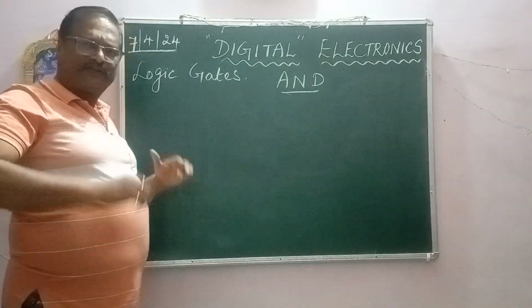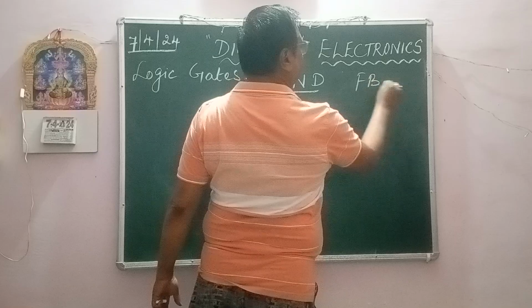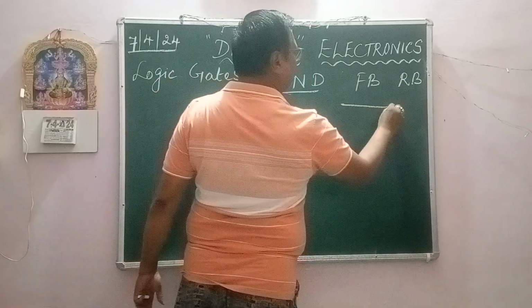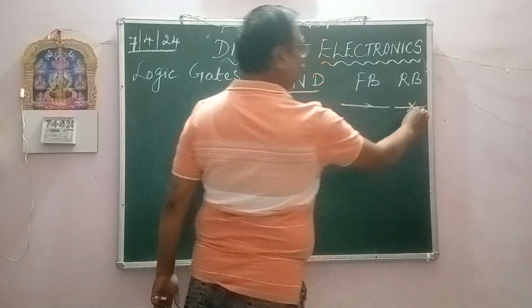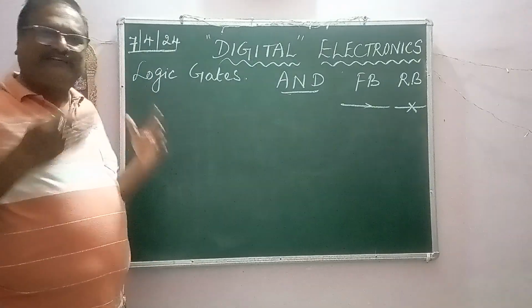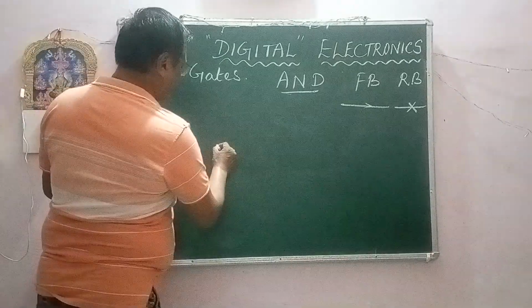As we did yesterday, the words which we use are very clear: forward bias, reverse bias. Forward bias, current will flow through. Reverse bias, no current will flow through. So this is the thing. And I'm going to draw something differently. Let us see how I am drawing it.